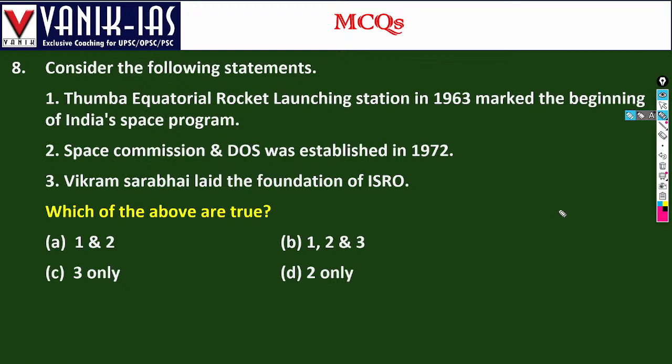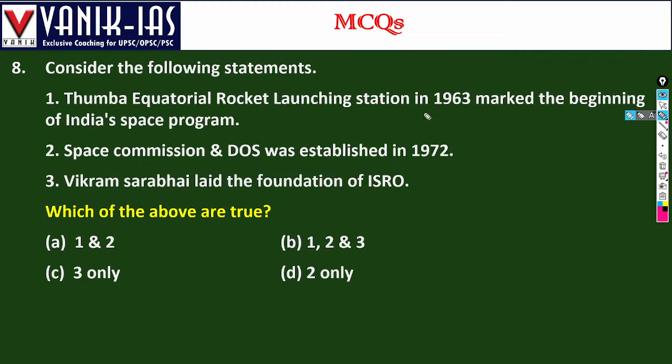Consider the following statements. The Thumba Equatorial Rocket Launching Station, in 1963, marked the beginning of India's space program. The Department of Space was established in 1972. Vikram Sarabhai laid the foundation of ISRO. Which of the following statements are correct?